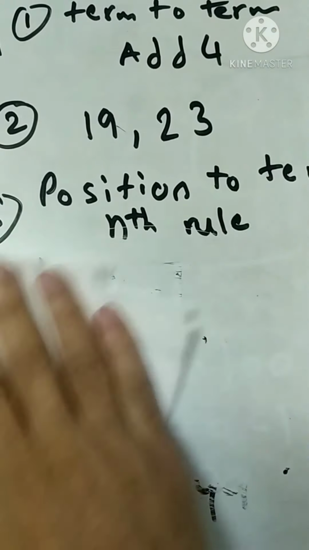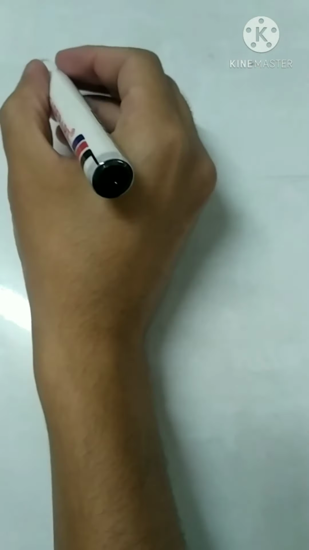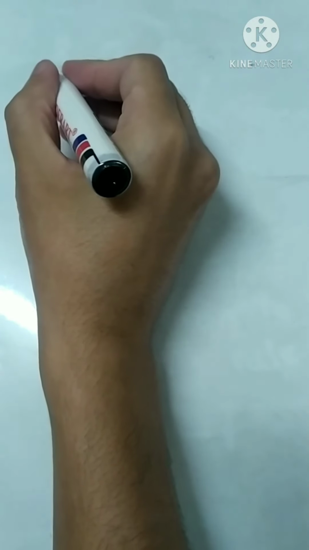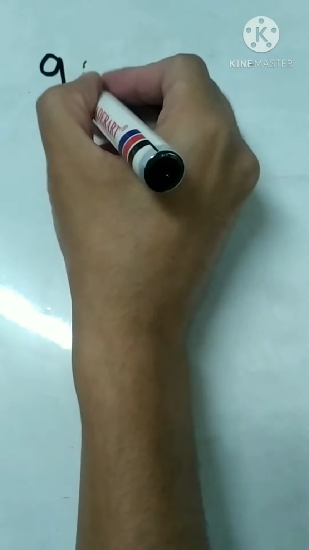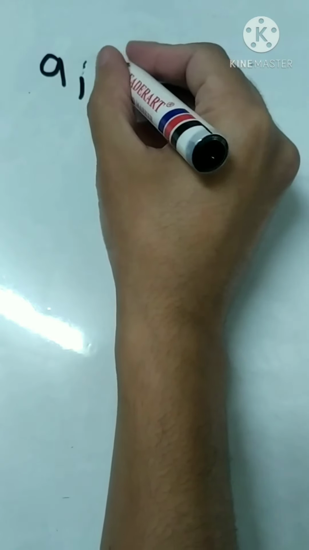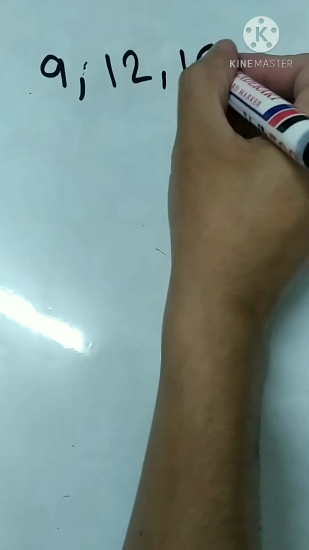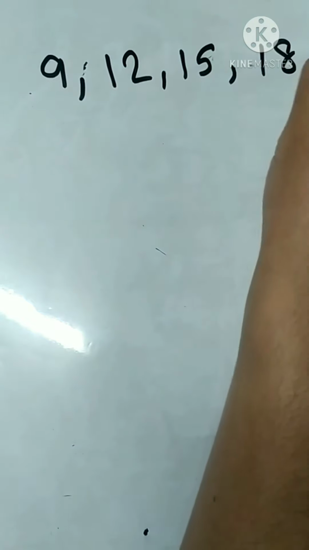Let's have another example here. I'm going to write another example. If you didn't get it from the first one, I want you to pay attention to this one. Okay, if the sequence moves like this, the first term is 9, and then it's 12, and then it's 15, and then 18, and so on.